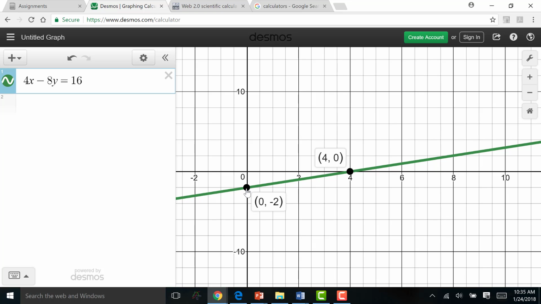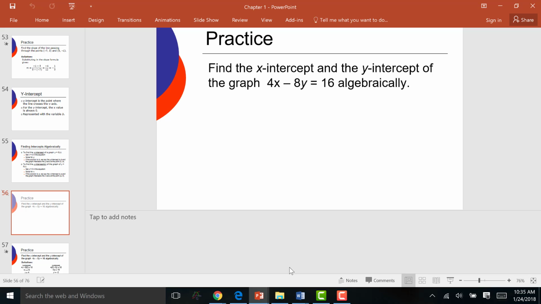Now, for test purposes, just so you'll know, I will not let you use Desmos for this because it's too easy. So I'm going to ask you to do this algebraically. Let's go back and do the algebra form of this same equation. I'm going to go back to the PowerPoint screen so we can see what we're working with. All right, here we go.